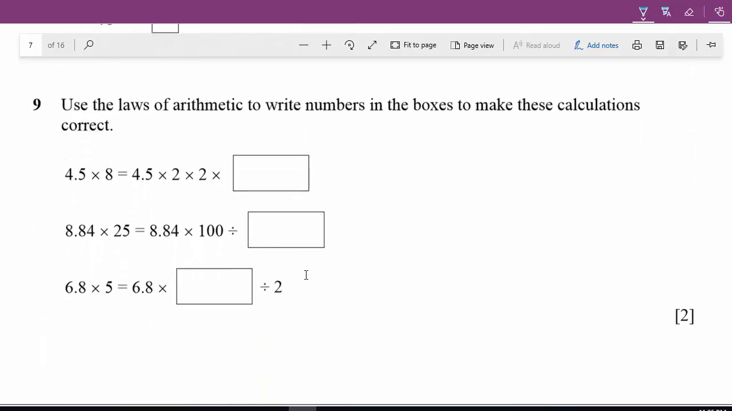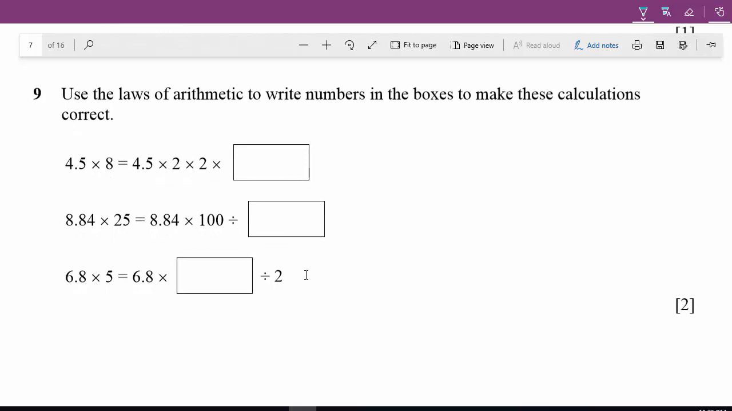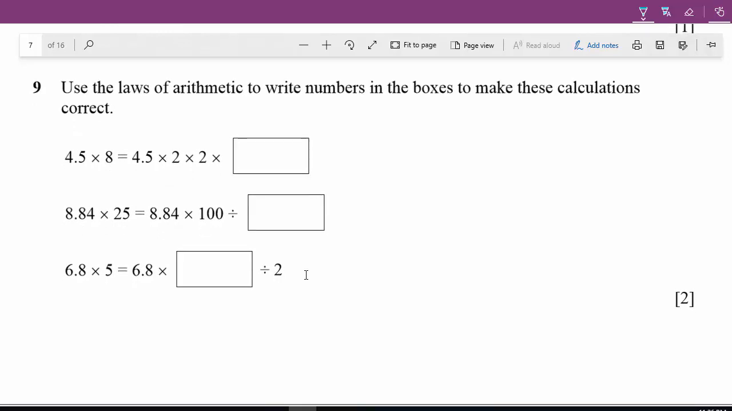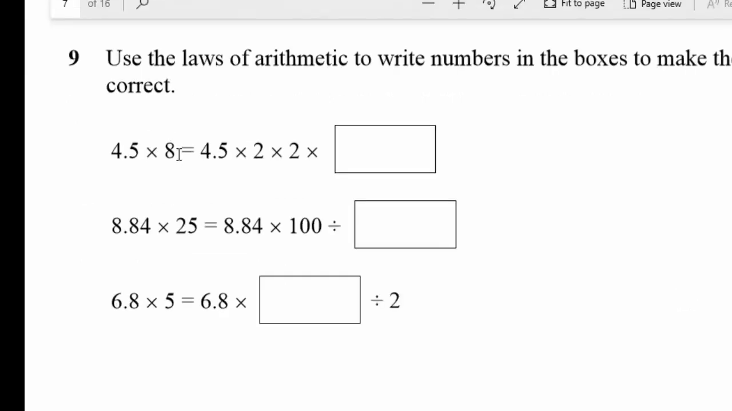Use the laws of arithmetic to write numbers in the boxes to make these calculations correct. 4.5 times 8 is equal to 4.5 times 2 times 2 times another number. Since the 4.5 is on both sides, just ignore the 4.5. Try to make 8 using these numbers. 2 times 2 is 4, so 4 times 2 will bring the 8 back. So now they are equal. 2 times 2 times 2 is 8, so on both sides we have 4.5 times 8.